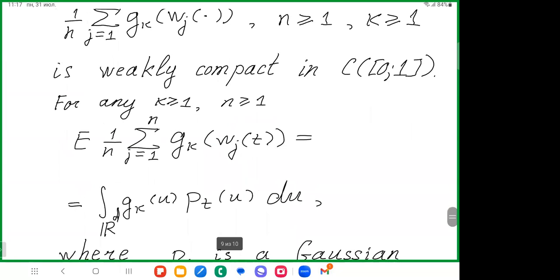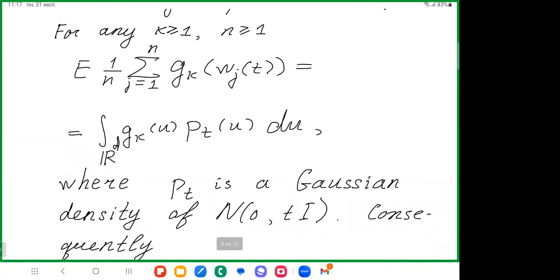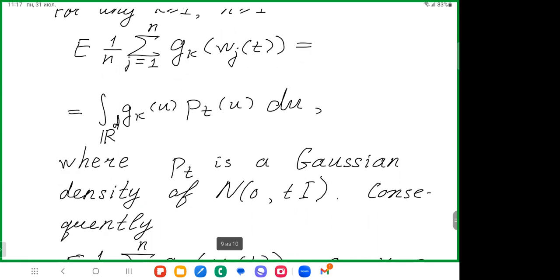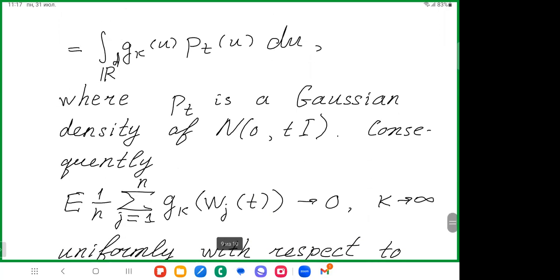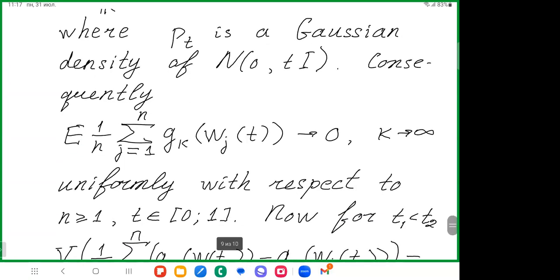The expectation has the following form. Here pt is a Gaussian density with a parameter t and zero expectation. From this point of view, and just recalling that J1 is already equal to 0 inside of the ball of radius 1, one can say that this expectation tends to 0 uniformly with respect to n and t when k tends to 0. So the expectations form a compact family.